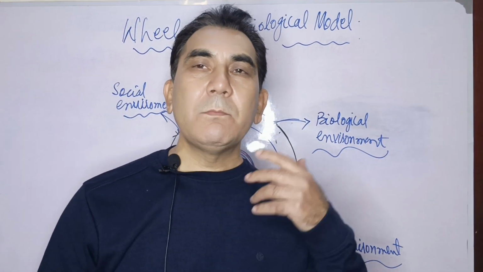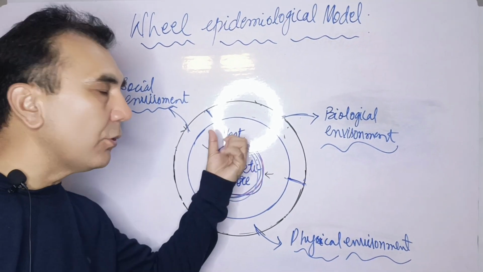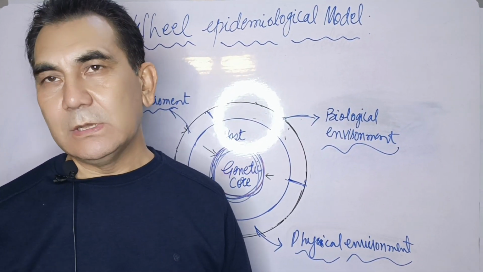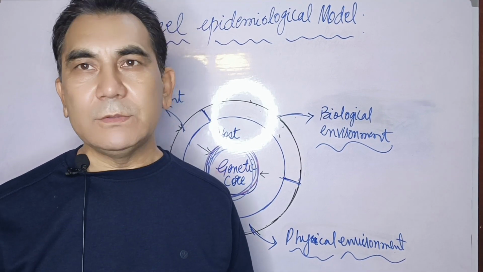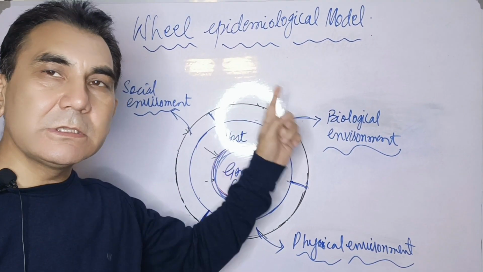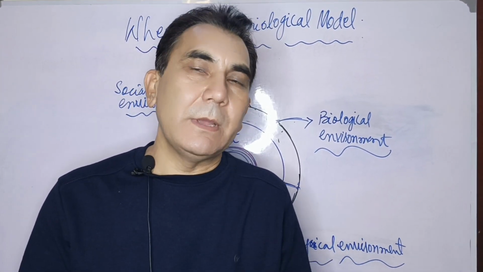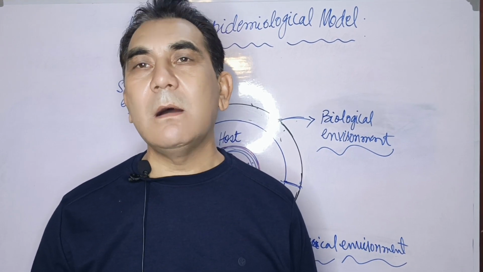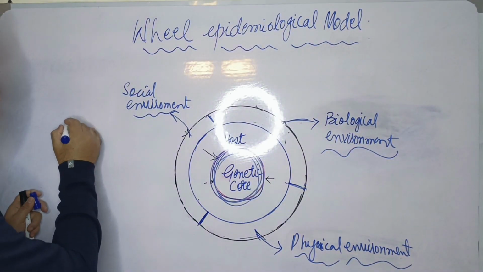Now we will discuss one by one these three types of environment which influence the genetic core of the host. When these three environmental factors influence the host, definitely it will affect the genetic core of the host. When the genetic core of the host is affected by the factors of these three types of environment, the genes of the host become mutant, and changes come up in the genetic makeup of the host, and definitely it will cause a particular disease.